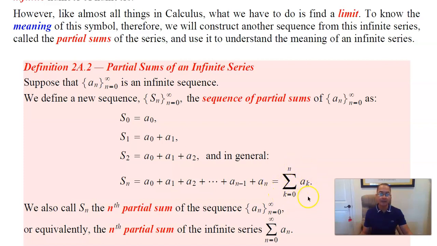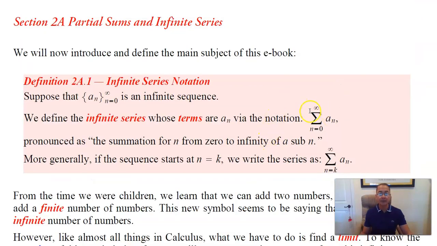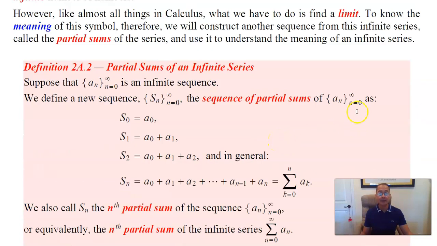So notice the difference between this notation and the one I just showed you, which is still up here. We have n equals 0 to infinity of a sub n, but this is k equals 0 to n of a sub k. Right? So I am using a different index to denote our partial sum. You can't say n equals 0 to n a sub n. That doesn't make any sense. So you need another letter, k, summation k equals 0 to n of a sub k. And written out, this is what it means.